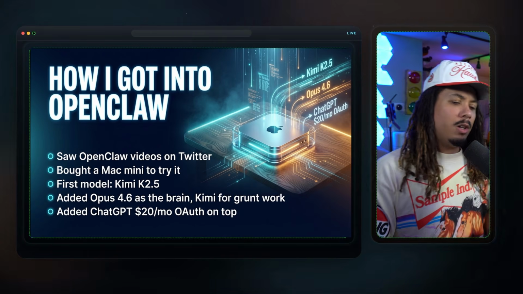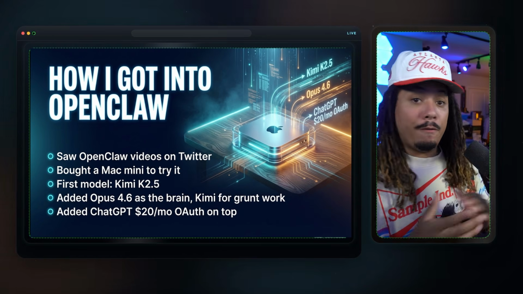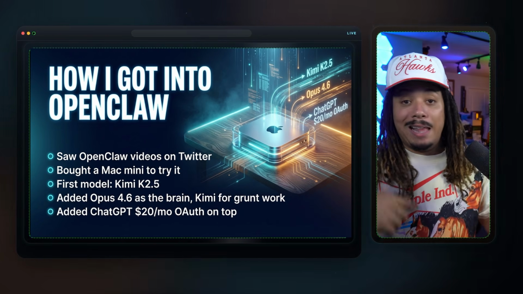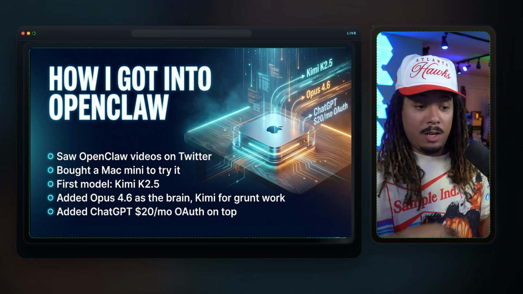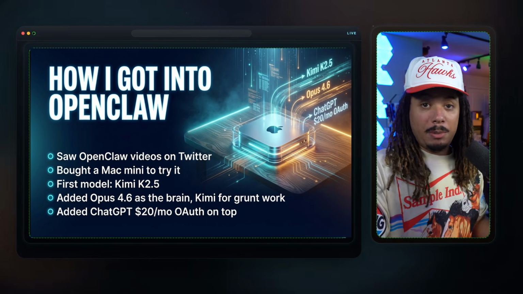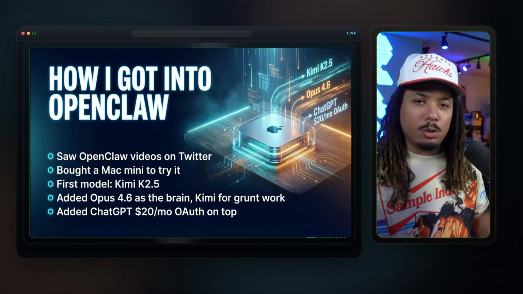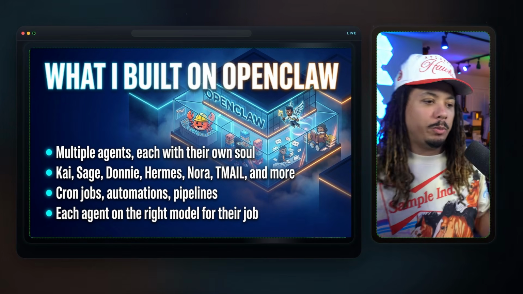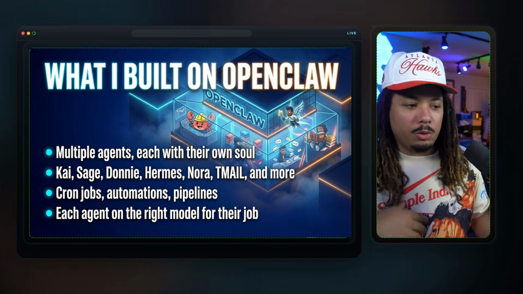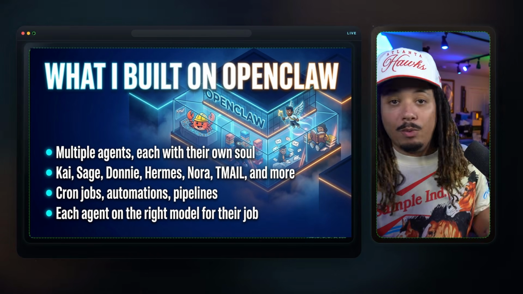I saw the OpenClaw videos on Twitter. I bought a Mac Mini so I could have something run locally. My first model was Kimi 2.5. I later on added Opus 4.6 as my brain and utilized Kimi for the grunt work. And then I also had my ChatGPT Pro plan already, which I utilized for OAuth. So I had a nice little stack going for the most part. We built multiple agents, multiple different souls, different cron jobs, automation pipelines. Each agent had the right model for the right job.